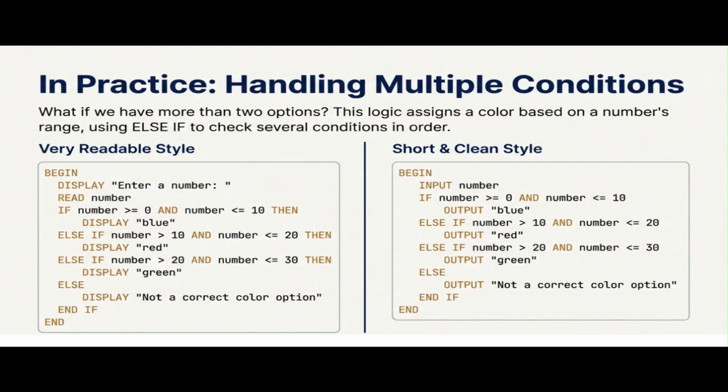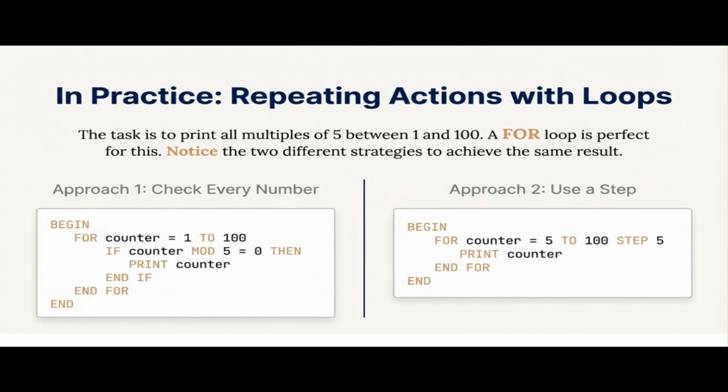Time for loops. Print multiples of 5 from 1 to 100. Approach 1: begin, for counter equals 1 to 100. If counter mod 5 equals 0, then print counter, end if, end for, end. It checks every number. Approach 2: begin, for counter equals 5 to 100, step 5, print counter, end for, end. Skip straight to multiples. Both work, but step is smarter for efficiency.